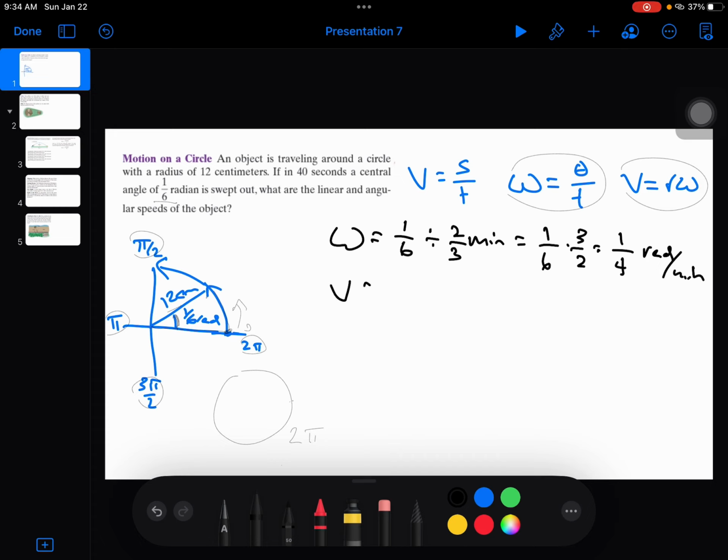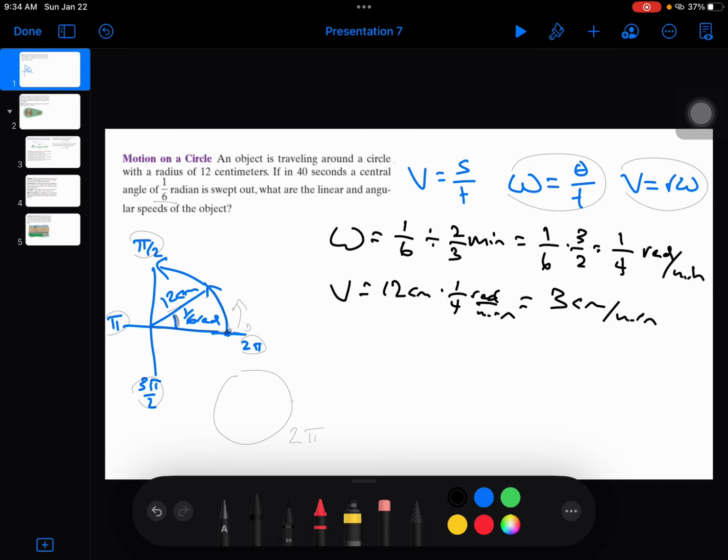Okay, then we're just going to plug that right into the other formula here. R is 12 centimeters, and we're multiplying that by 1/4 radian per minute. And we're going to end up with 12 over 4, which is 3 centimeters per minute.